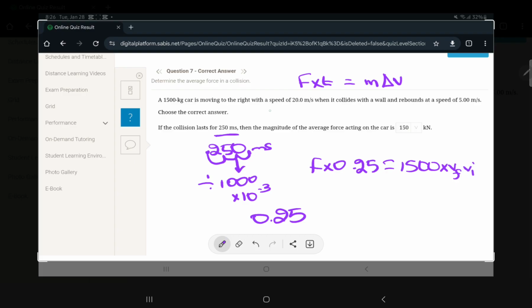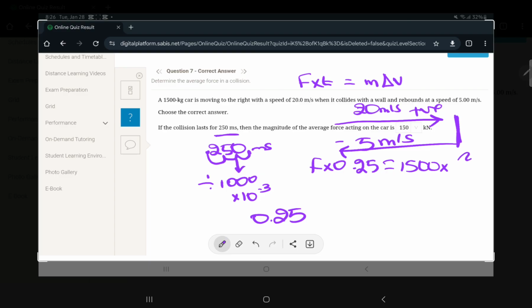What is V final? V final is 5. V initial is 20. Let's imagine something is moving to the right. Let's say that the right is positive, and then it rebounds at a speed of 5 meters per second. Let's choose 5 to be negative and 20 to be positive. So it becomes V final, which is 20, minus V initial, which is negative 5. So 20 minus negative 5, the negative becomes positive. So 20 plus 5 is 25.